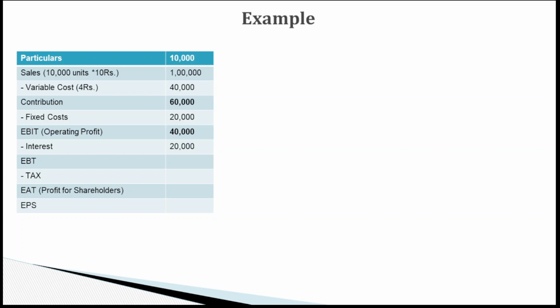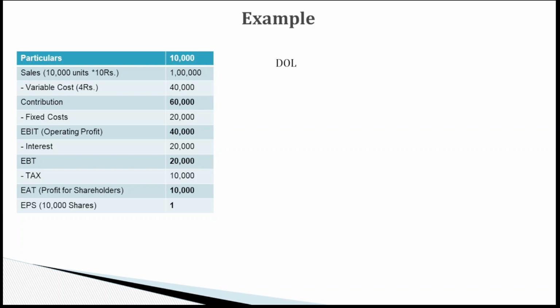Let's assume the interest that we are paying on debentures is also 20,000. So we'll reduce 20,000 from 40,000, we will get EBT of 20,000, and the tax rate is 50%, so it will be 10,000 and we'll get EAT of 10,000. Assume again the number of equity shares is 10,000, so we'll get EPS of 1 rupee. 1 rupee is the earning per share.